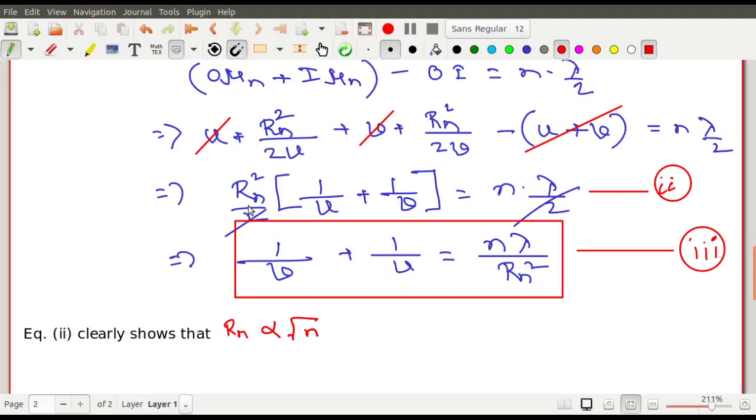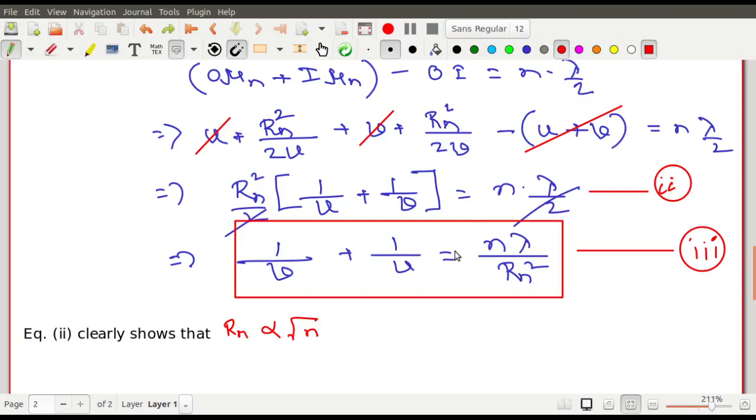to root over n. Just have a look. This is Rn square and this is n, right? So from here you understand that Rn is proportional to root over of n. So this is the reason that in order to design the zone plate, you have taken the square root. You have taken the radius of the circles to be proportional to square root. That is why you took it, okay?